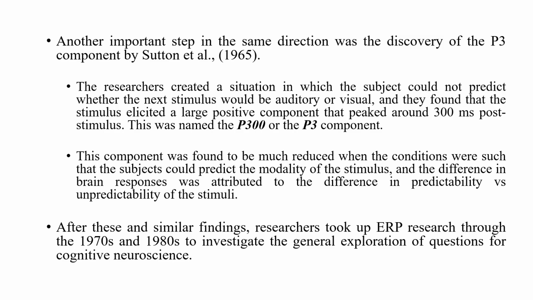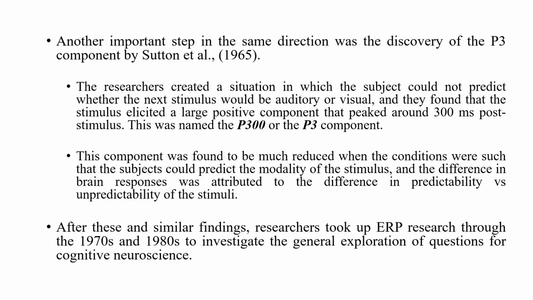This positive component that peaks 300 milliseconds after the presentation of the stimulus was named the P3 component or the P300 component. This component was found to be much reduced when the conditions were such that the subjects could predict the modality of the stimulus, and the difference in brain responses was attributed to the predictability or the unpredictability of the stimulus. So, if the stimulus was unpredictable, then the P3 component was larger, as opposed to when the stimulus was predictable, that it was going to come in an auditory modality and the subject is able to predict that.